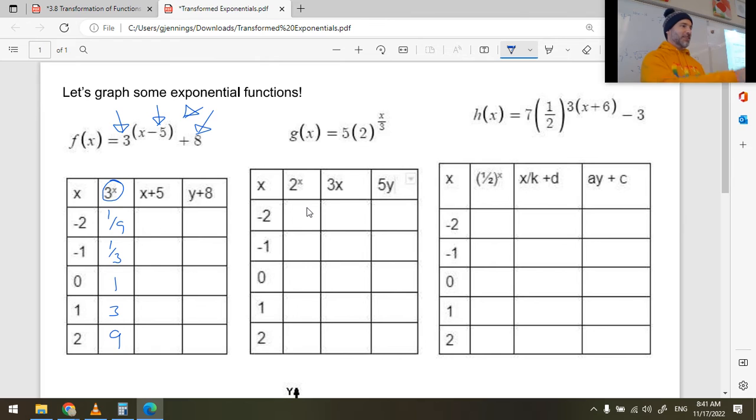Yes, and now I'm going to do the next thing, which is, these are translations. This is a D, and this is a C. So we're going to apply this D transformation by moving everything in the positive 5 direction on the x-axis. Add 5 to all my x values. So this would be 5 and 1/9, 5 and 1/3, 6, 8, 14. And then over here, y plus 8.